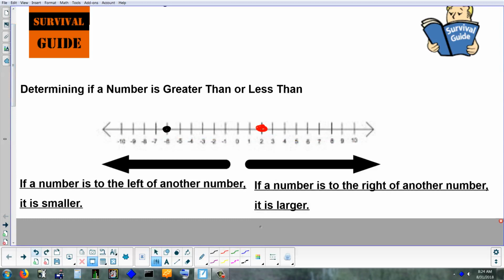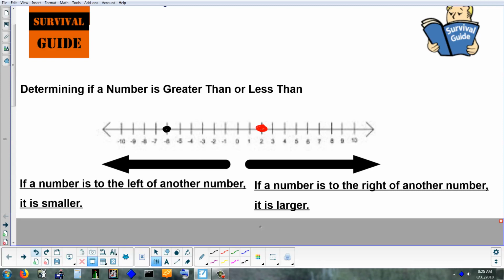All right? So when you have the two arrows, we're going to fill in what we just said. If a number is to the left, it's smaller. If a number is to the right, it's larger.